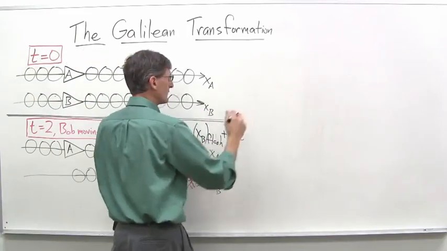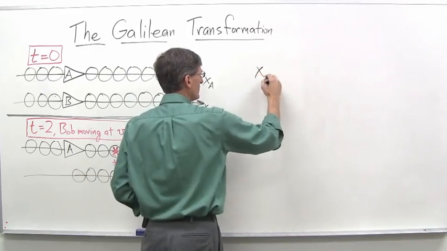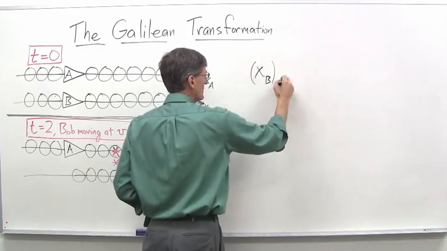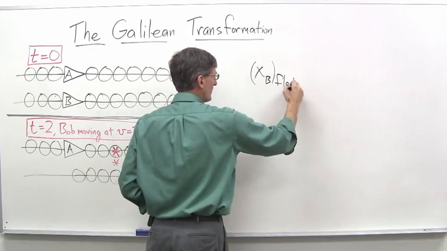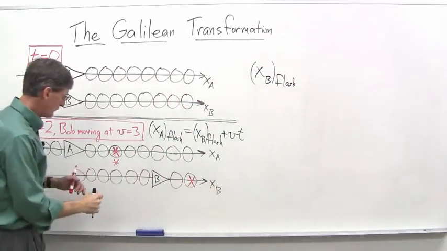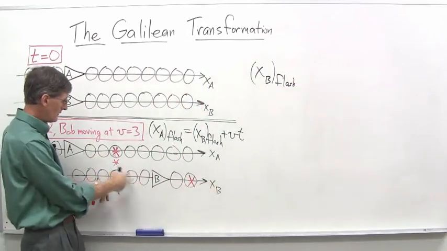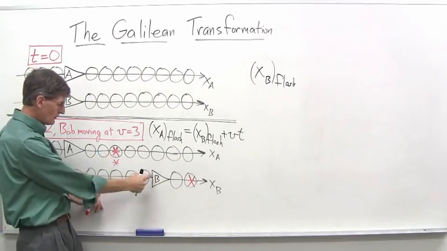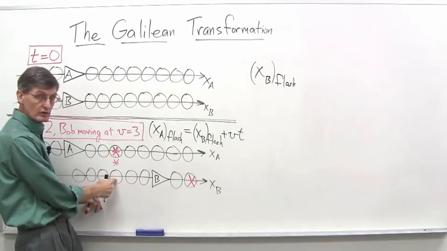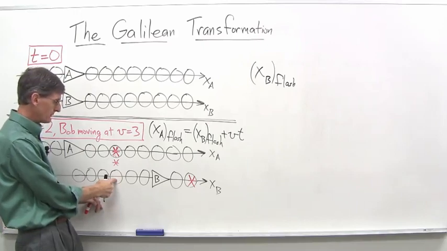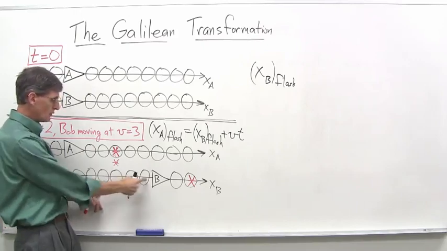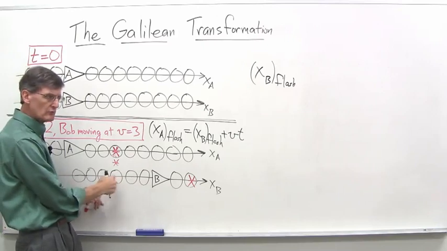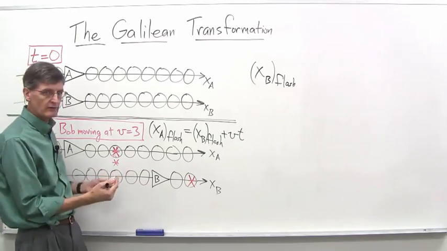Well, let's think about this a minute. We can write the equation like this. So we've got x Bob of the flash. Well, we can just read off the diagram here. To Alice, it occurs at position 3. To Bob, it occurs at position -3. 1, 2, 3, going backwards here. So how is that working? Well, let's see if something like this works.